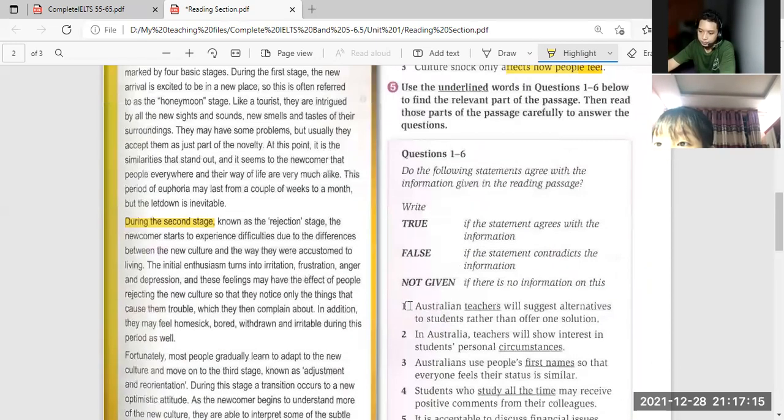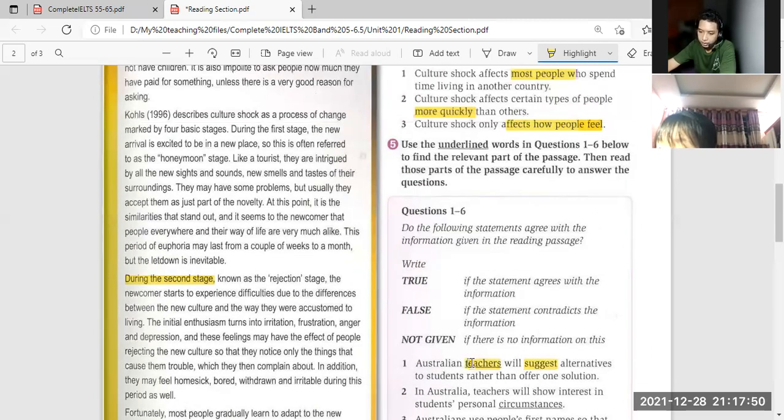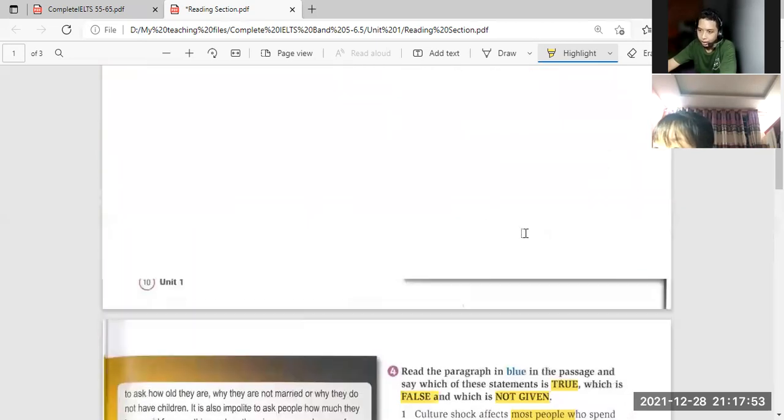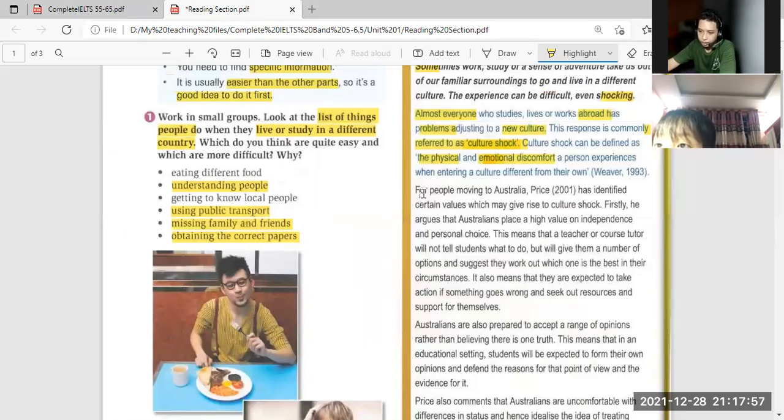Okay, can you read number 1? Australian teachers will suggest alternatives to students rather than offer one solution. Okay, very good. Here, pay attention to the underlined words: teachers, will suggest. Do you understand that? Yes. Okay, now let's find in the paragraph the words teachers and suggest. Please look for it in this paragraph.